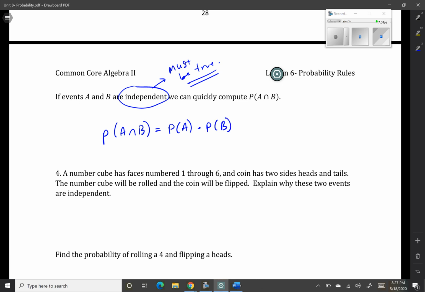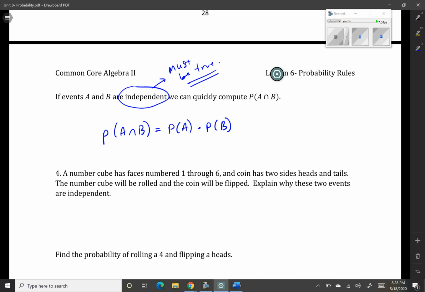Again, this only works for independent events. So either they have to tell you that the events are independent, or they have to give you context that helps you prove or show that the events are independent of each other. So when you're reading through a problem, if you feel like the two events that they're describing are independent of each other, then you can definitely use this rule. If you don't know that, you have to make a two-way table. You have to go through the whole process to figure out the probability of A and B happening.